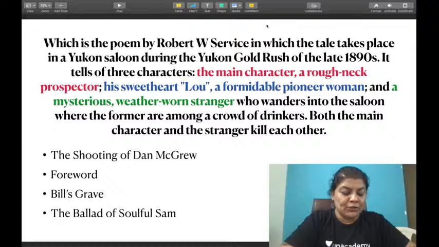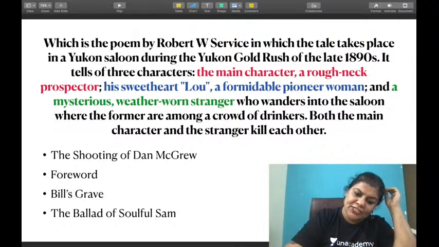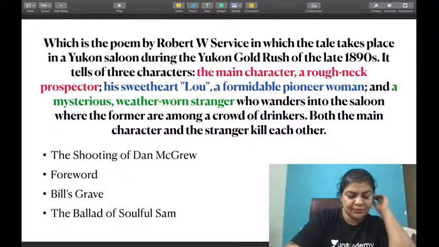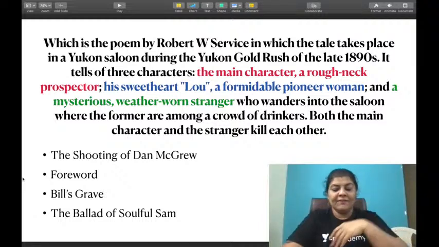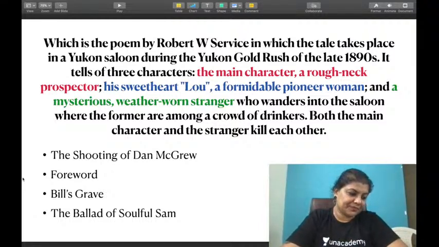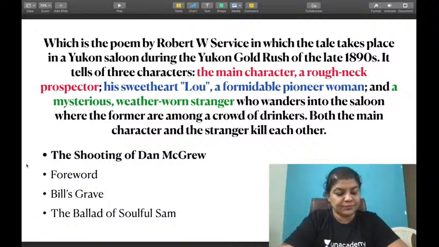Which is the poem by Robert W. Service? Remember the Canadian Kipling? The story takes place during the Yukon Gold Rush. There are 3 characters: the main character, his sweetheart, then a stranger. At the end, the main character and the stranger kill each other, all set during the Gold Rush. You can easily guess which is the poem. It is The Shooting of Dan McGrew.